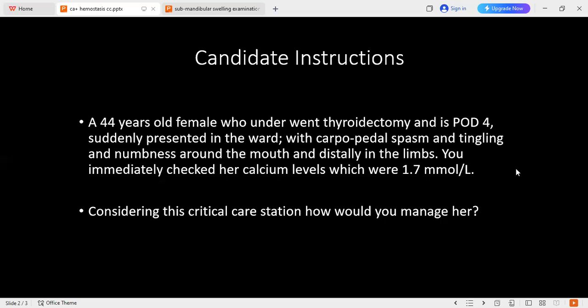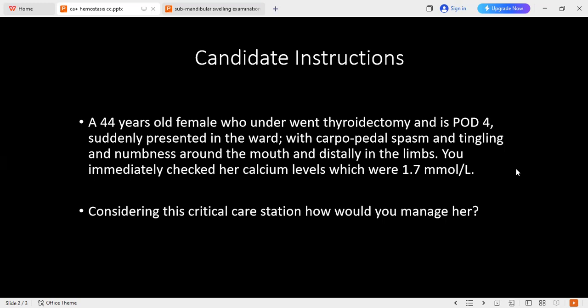Okay. Right, so if you've read and understood the critical care scenario, please tell me how would you manage this patient? This patient is post-op day 4 total thyroidectomy. I will manage according to the CRISP protocol, which includes airway management and checking if it's patent or not.